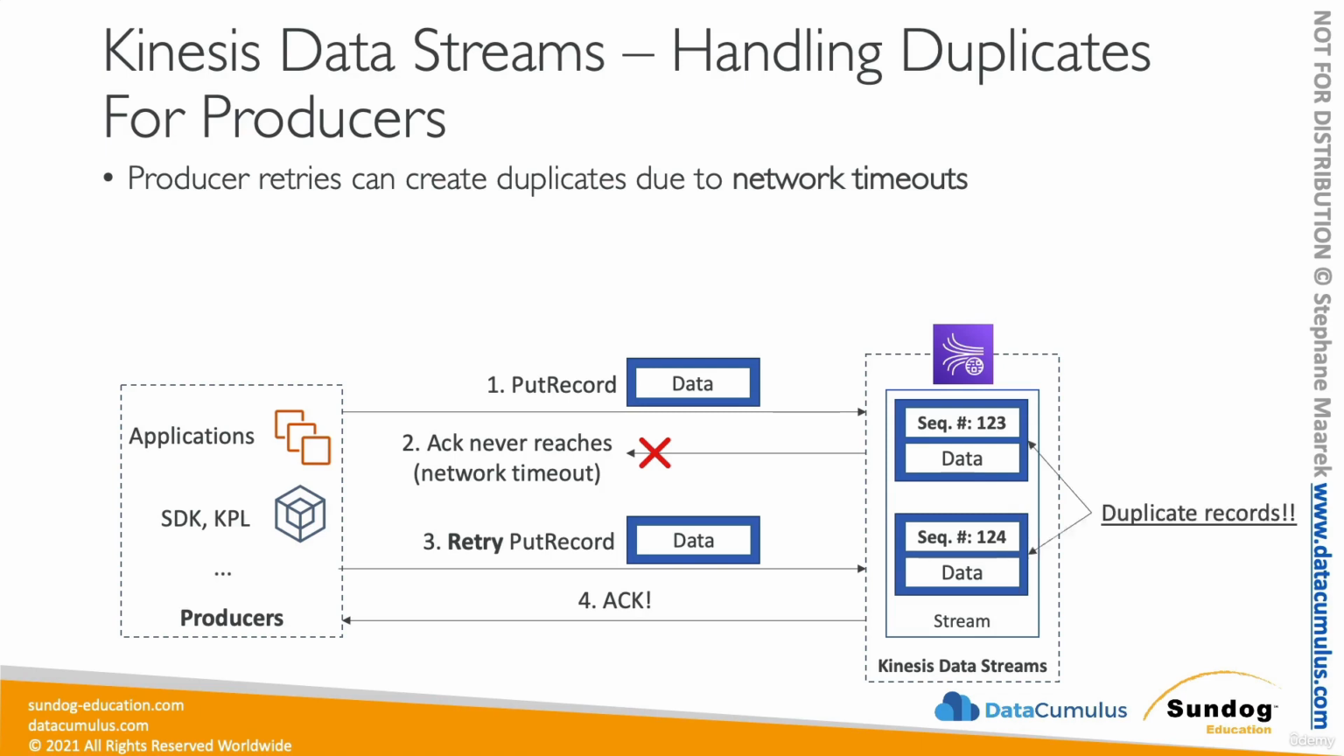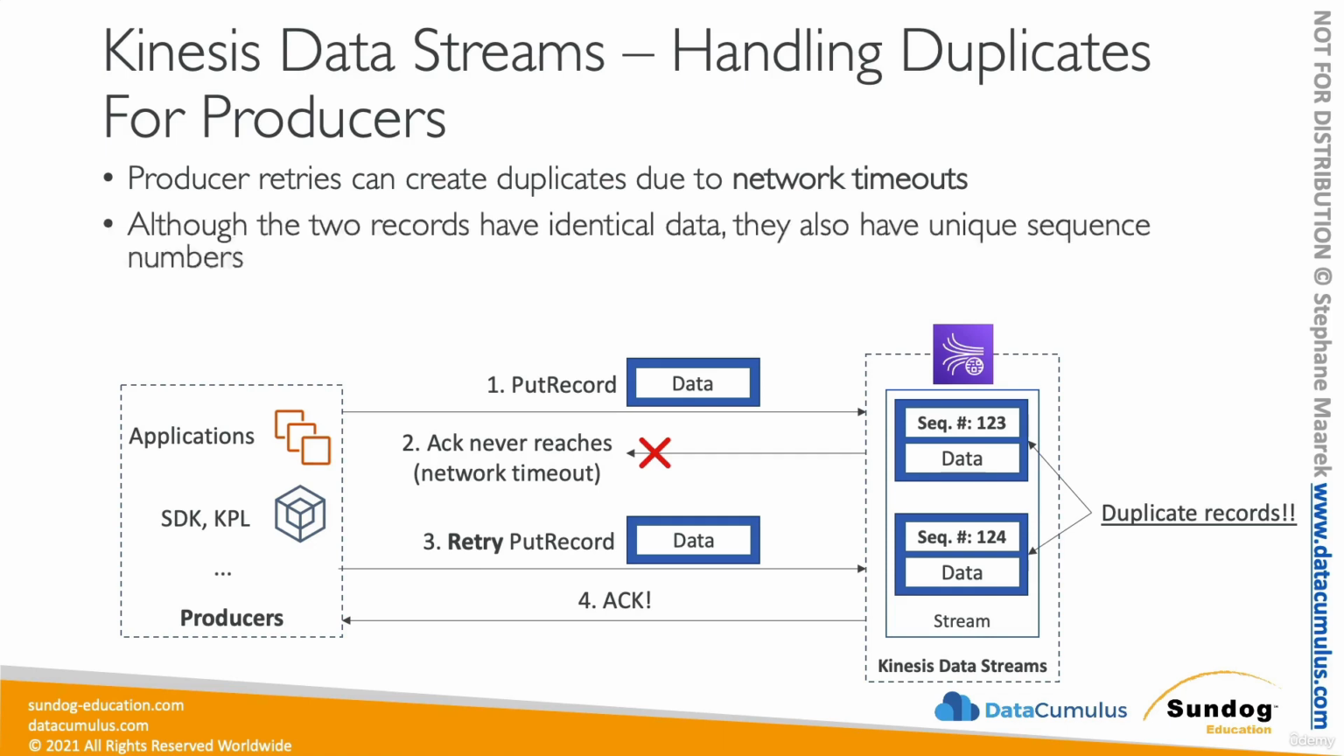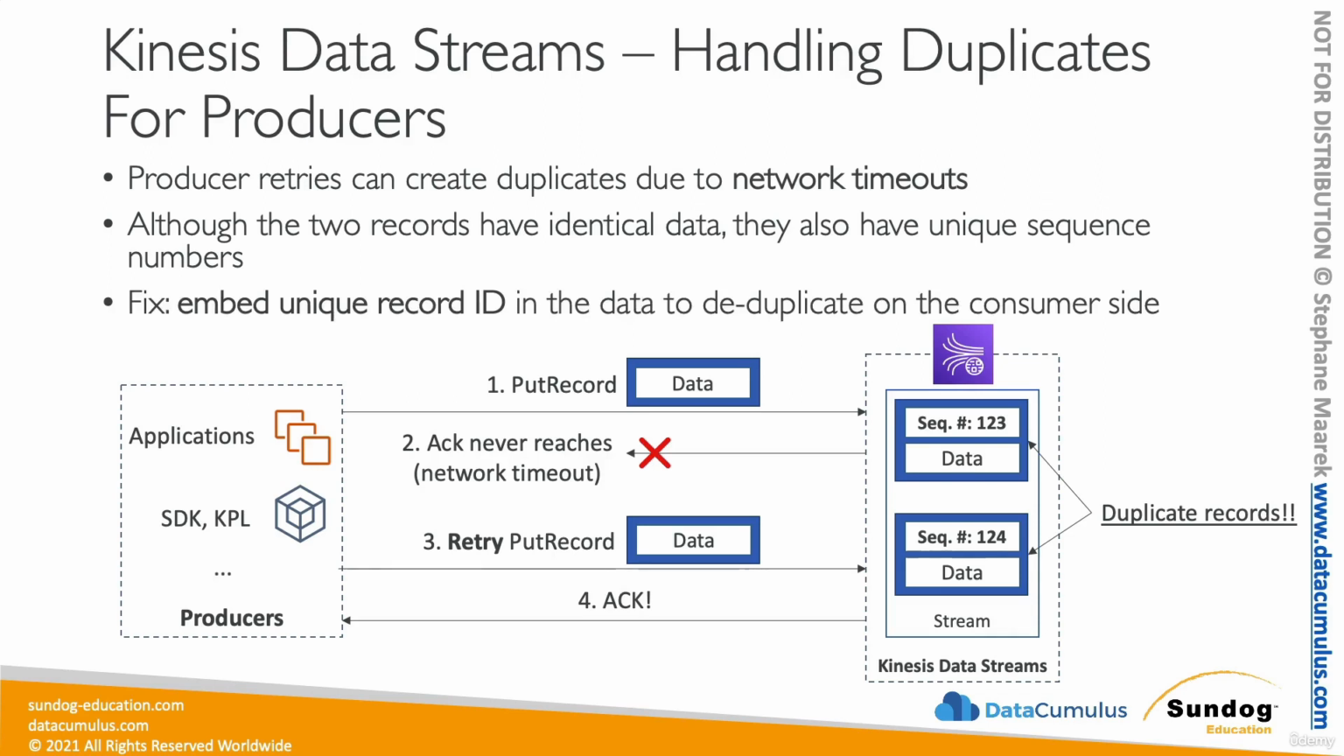But what happened is that from a Kinesis data stream perspective, we have created duplicate records because the same data was written twice and it got two different sequence IDs. So although the two records have identical data, they also have unique sequence numbers, and so there will be two data points in our Kinesis data stream. So the fix for it is to embed a unique record ID in the data to be able to deduplicate based on that unique record ID on the consumer side. So this, although it looks scary, I would say rarely happens, but still is a case for you to know about and something the exam will test you on.